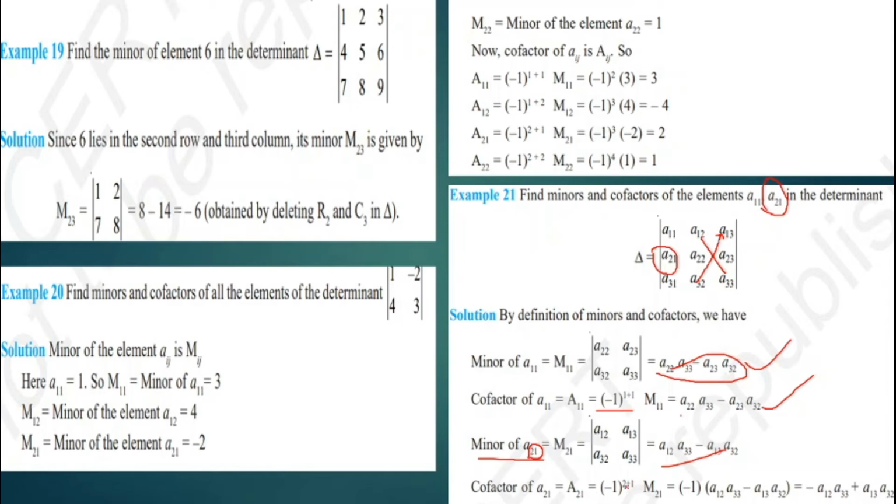So minus 1 to the power 2 plus 1, so we'll get negative 1. M21 is A12 A33 minus A13 A32. So when you put the negative inside, what will happen? You get negative A12 A33, and minus becomes plus, A13 A32. So here we got it.